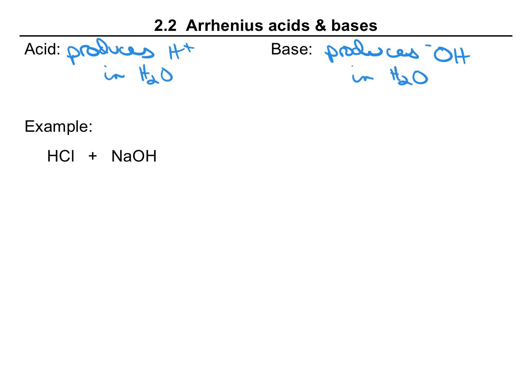So for example, we could look at HCl plus NaOH, hydrochloric acid with sodium hydroxide, and these are going to react to form water and sodium chloride. Sodium chloride is a salt, and so this can be called a neutralization reaction. But another way that we can think about this is that when HCl is dissolved in water, it will dissociate to form H+ and Cl-. So because HCl produces H+ in water, this is an acid.